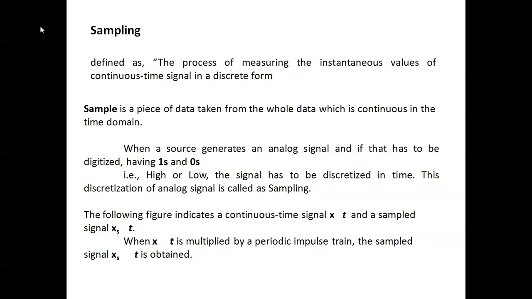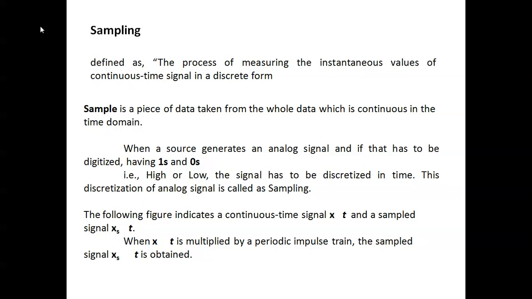Okay, this is a continuation video of the previous one, on sampling. We already saw that there are two steps to converting analog to digital: sampling and quantization. So how is sampling defined? Sampling is a process of measuring the instantaneous values of a continuous time signal in a discrete form. That is called sampling.